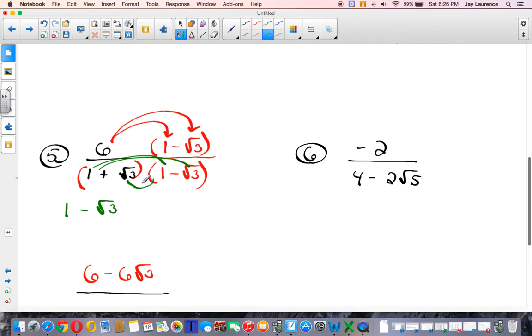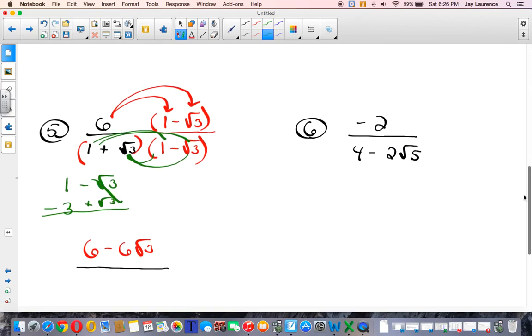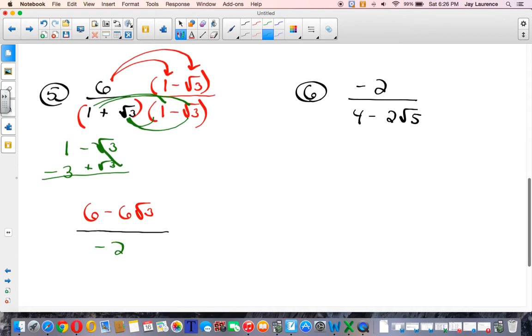And then a rad 3 times 1, a positive rad 3. And then a rad 3 times a negative rad 3, which will be a minus 3, right? Because rad 3 times rad 3 is 3, and then one of them is negative. So when I combine those, these will cancel, and I'm going to get negative 2 in my denominator. All right, so I'm going to have a negative 2.